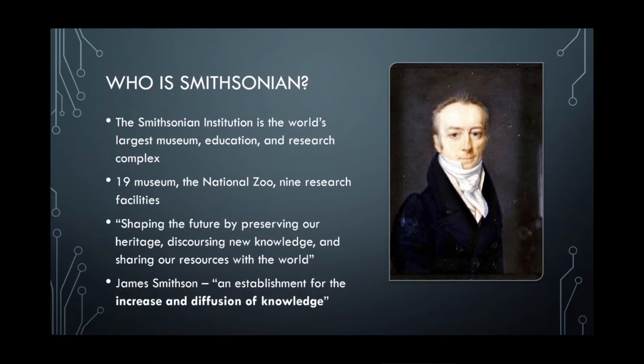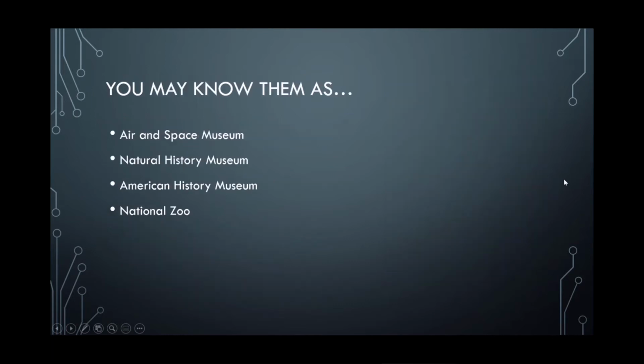So that left the United States being like, that's a little ambiguous. What should we do with this man's will? Another quote from his will was that he wants an establishment for the increase and diffusion of knowledge. So with these statements, they decided to found Smithsonian Institution and to foster all the education and the history of our nation and lots of other good stuff. So that's how Smithsonian came to be.